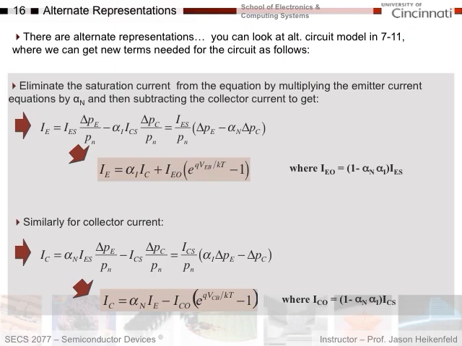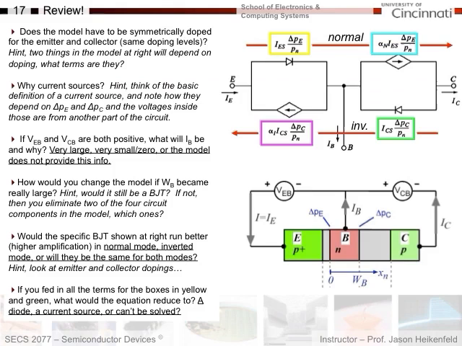Now, again, they're all alternate representations. I'm not going to go into these. These are in your book in section 7.11. If you want to look at them, you can, but they just move some terms around and they come up with some other models as well. All right, let's do some review now, and then you're done with the coupled diode model.